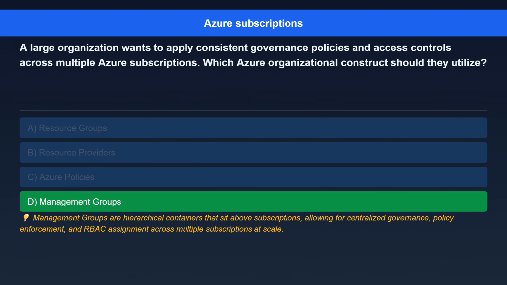The correct answer is management groups. Here's the explanation. Management groups are hierarchical containers that sit above subscriptions, allowing for centralized governance, policy enforcement, and RBAC assignment across multiple subscriptions at scale.